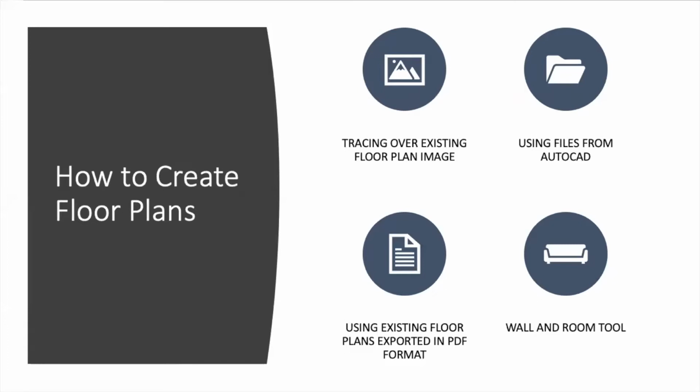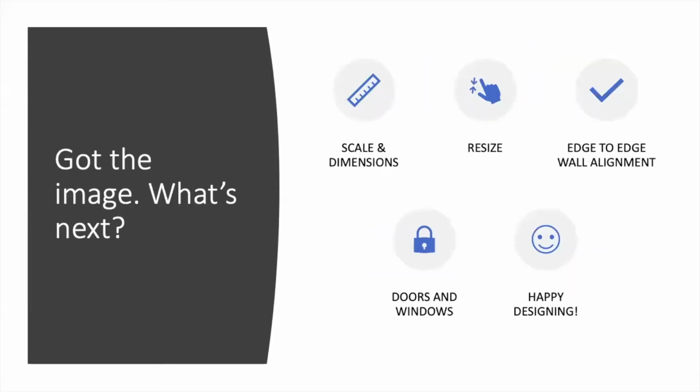So in order to create a floor plan, there are 4 different ways, right? You can trace your floor plan over an existing floor plan image using the wall and room tools. You can use files that you've created from AutoCAD, and you can use floor plans that you've exported from AutoCAD in PDF format, right? So the basic thing on Neo is that Neo accepts only JPG and .png files for uploading floor plans. Once you get from whatever file you're using to an image, what's next? Next is you have to set the scale and dimensions of your floor plan. You can resize it. You'll have to complete the edge-to-edge wall alignment. And then you can just add in doors and windows to complete the floor plan, and you can get about designing.